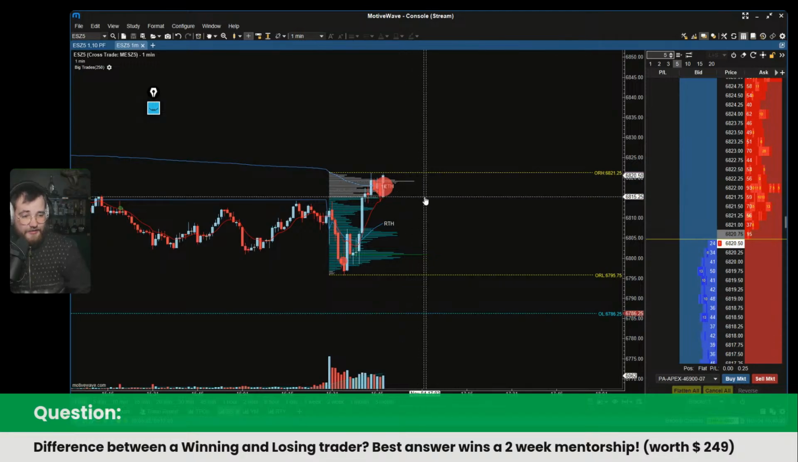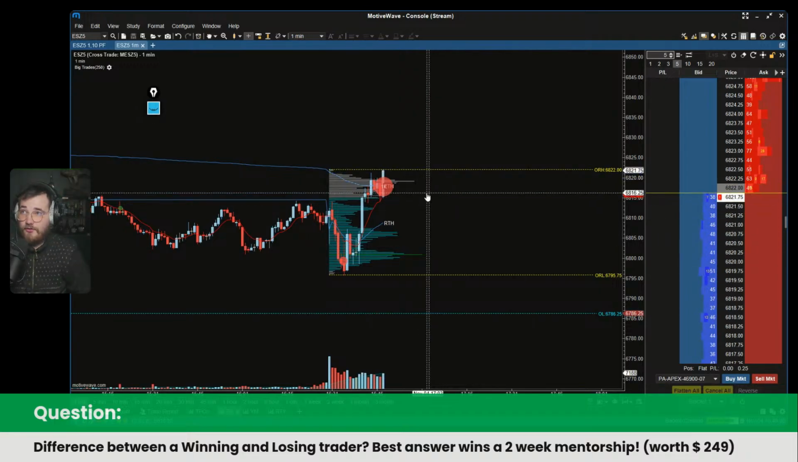A big seller here at VWAP. 1K lot coming in. Very interesting. Let's see if this 1K order gets stuck here at this specific level or not.